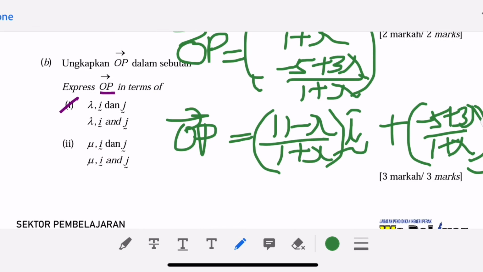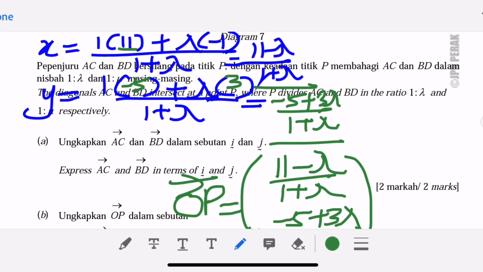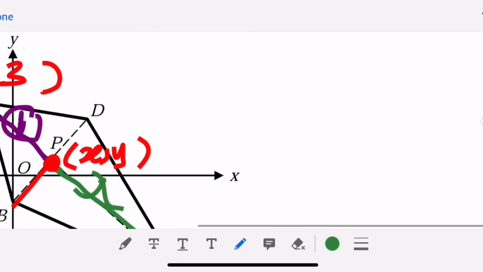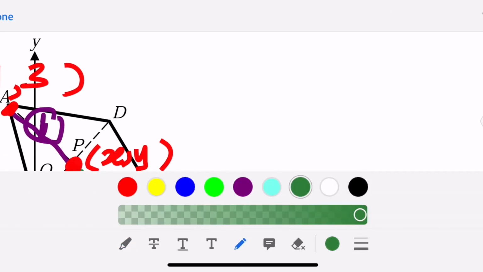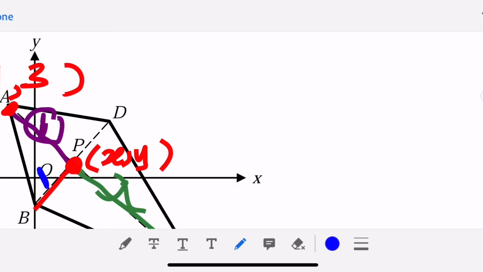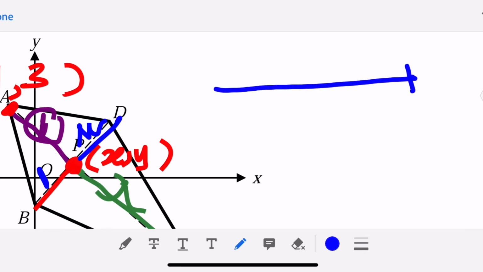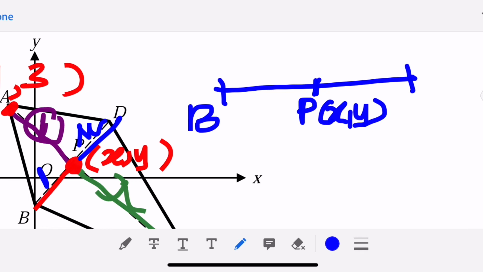We'll do the same for OP in terms of mu. So if I'm going to solve OP in terms of mu, I'm going to focus on the mu. Here is 1, here is mu, right? Now we have a line like this. This is P, let's say P is x, y. Then the point B was given as 0, negative 1, and point D is 3, 2.